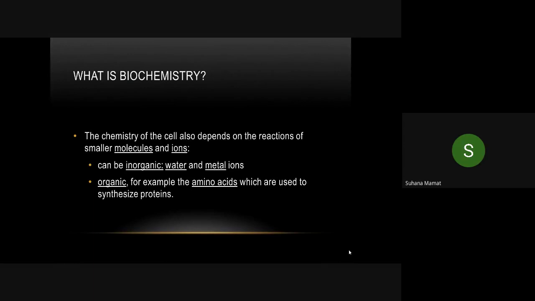So in biochemistry, the chemistry of the cells also depends on the reactions of smaller molecules and ions, as you all learned. These molecules and ions can be inorganic, such as water and also the metal ions, or they can be organic. For example, the amino acids, the proteins, the carbohydrates, or for example here the amino acids which are used to synthesize the proteins.